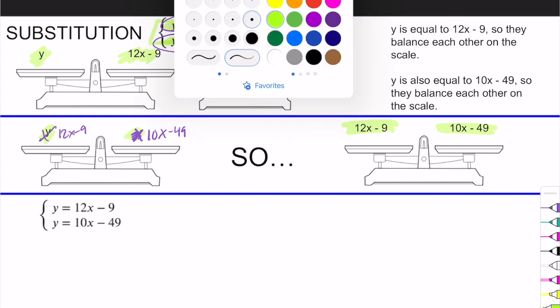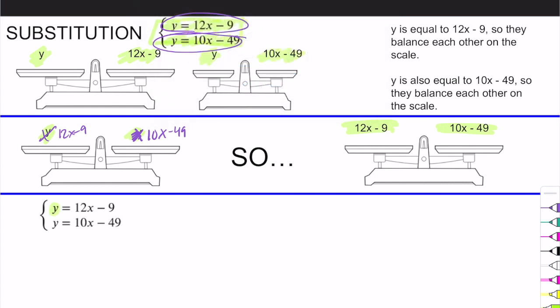So another way to think about it: here we have a y and we have a 12x minus 9. So we go to the other equation, we find our y, and then we take this expression and substitute it in for y. Since it's equal to y, we can replace y with that 12x minus 9. If we do that, instead of writing y, we replace it with the 12x minus 9, and we get the equation 12x minus 9 equals 10x minus 49.